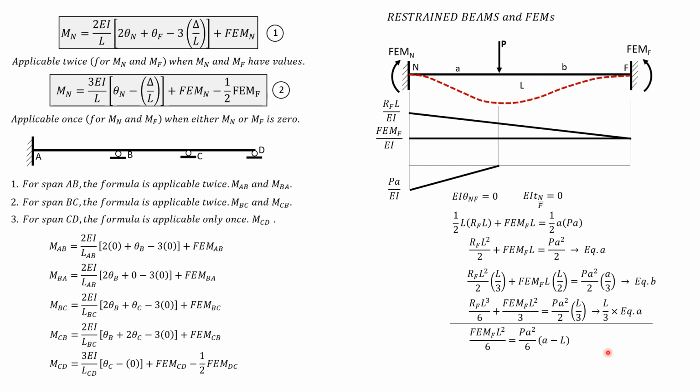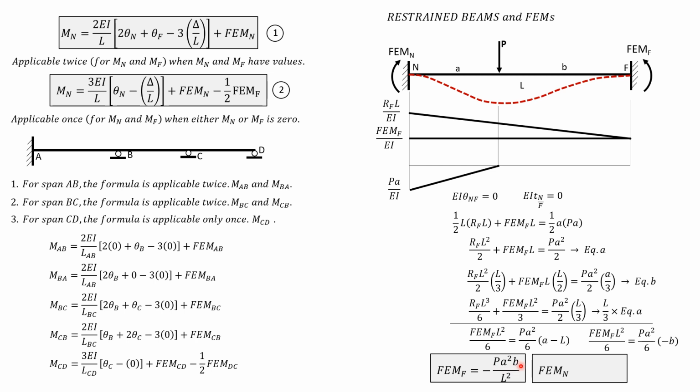We now have the fixed end moment formula for the far end. Fixed end moment far, L squared over 6, is PA squared times negative B. So finally, canceling out 6, the fixed end moment here is negative PA squared B over L squared. Therefore, the fixed end moment at the near end, patterning the formula from here, is negative PA B squared over L squared. So that's the formula for the fixed end moment here: negative PA B squared over L squared.